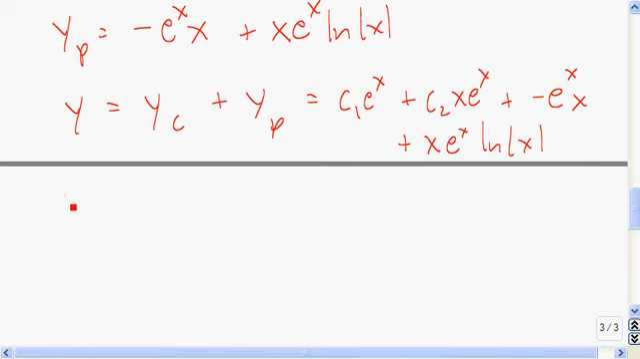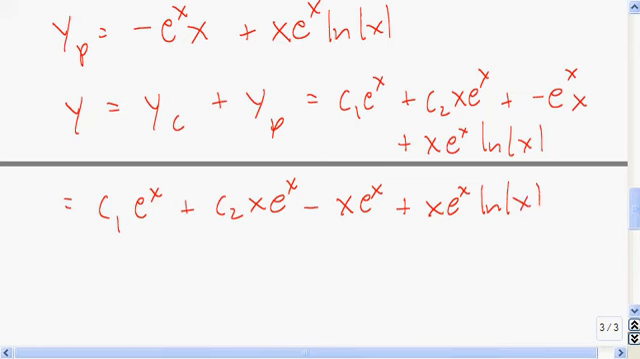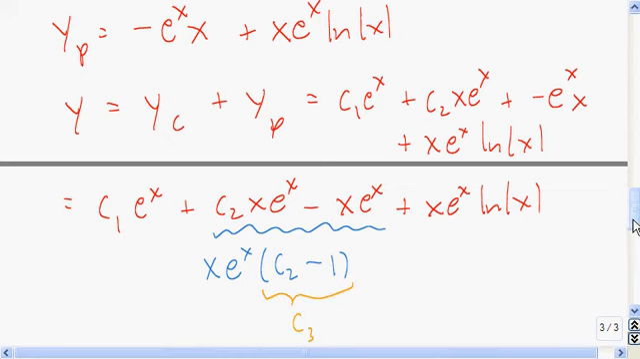Okay, so if I rewrite this, then you see what I have here is c1 e to the x plus c2 x e to the x minus x e to the x plus x e to the x natural log absolute value of x, but we can combine these two. So if we factor out an x e to the x, we get c2 minus 1. So we can simply call that another constant. We would rather not just have things being repeated like that. So that's just some other constant, c3.